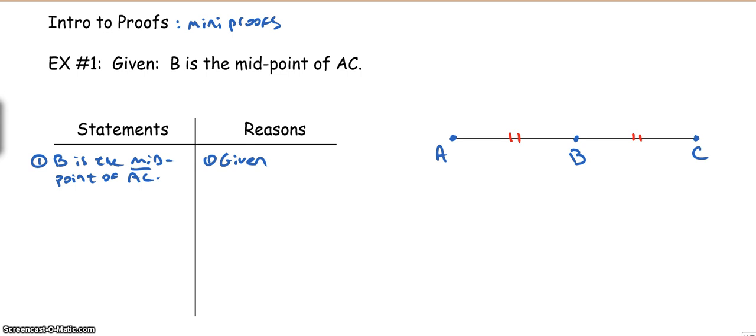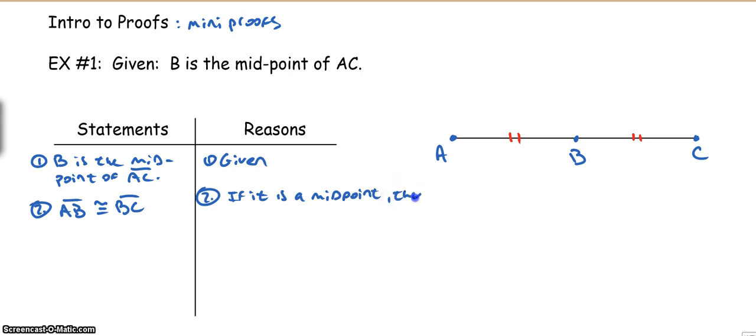Now we have to draw a conclusion. Well, we said our conclusion is B is exactly in the middle. So then I can conclude that segment AB is congruent to segment BC. Now, my reason is, well, because we know a midpoint cuts a segment into two congruent pieces. So if it is a midpoint, then it cuts a segment into two congruent pieces, or let's say two congruent segments.